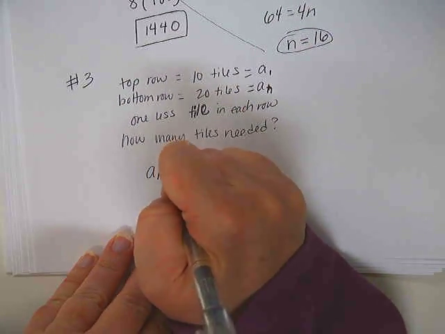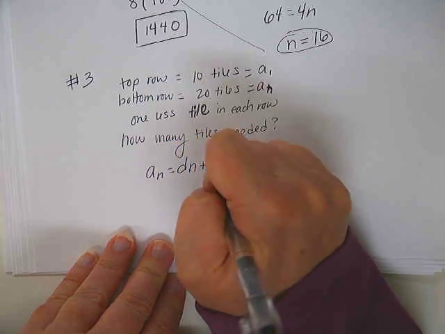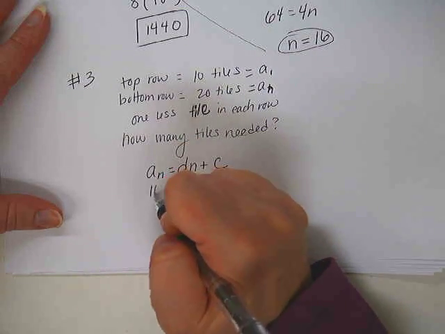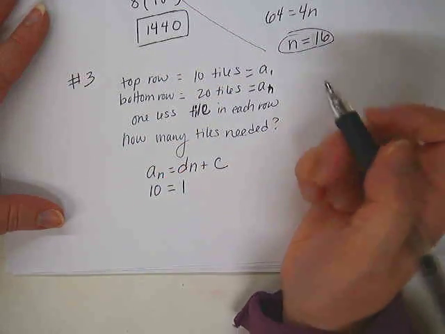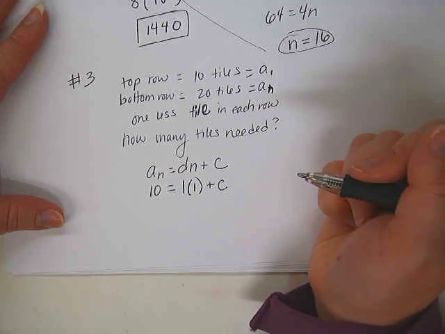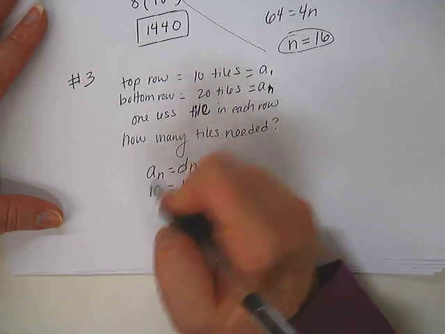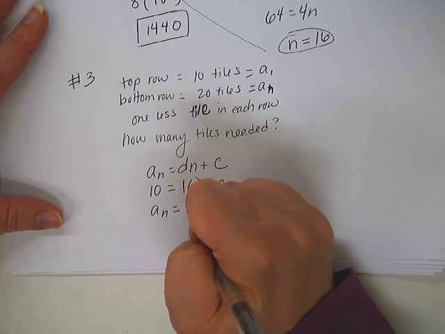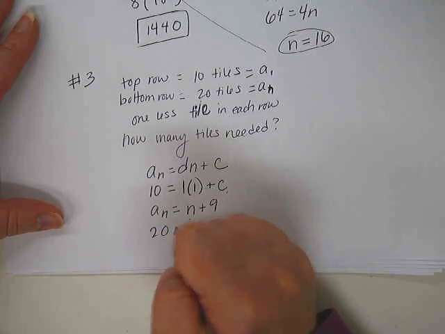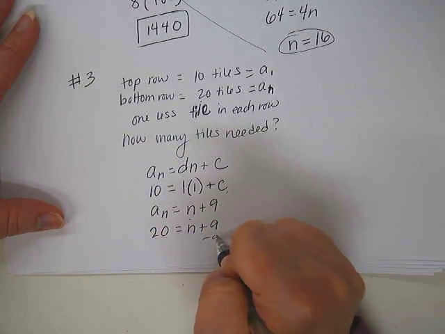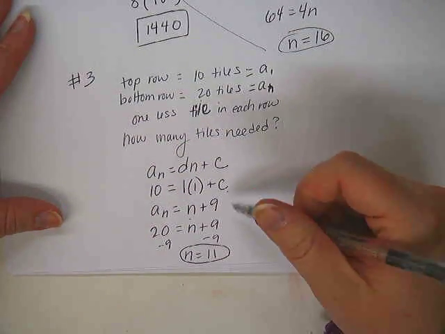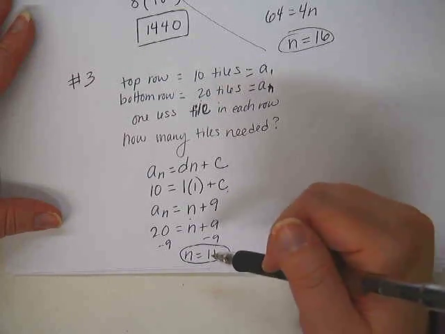Don't believe me? Let's do it using the same method we did in the last problem. So a sub n equals d times n plus c. Let's go with the first top row of tiles. So we have 10 tiles, we're adding 1 each time, and the first row has 10 tiles. We need a starting number. So the starting number would be 9. So that gives us a formula a sub n equals n plus 9. Now let's plug in our last row, which is 20. We subtract the 9 from both sides, and n equals 11.